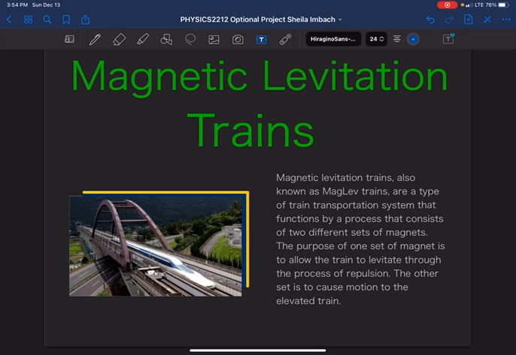For my optional project for the final, I have decided to talk about magnetic levitation trains. I will read off the slides. It says, magnetic levitation trains are also known as maglev trains, and they are a type of train transportation system that functions by a process that consists of two different sets of magnets. The purpose of one set of magnets is to allow the train to levitate, and this occurs through the process of repulsion. The other set is to cause motion to the elevated train so that it can propel forward in a certain direction.